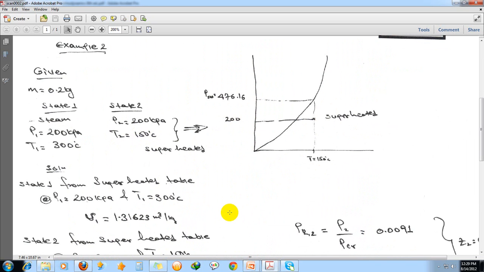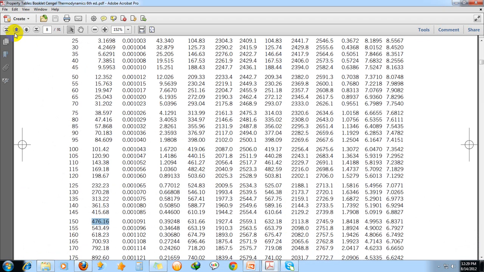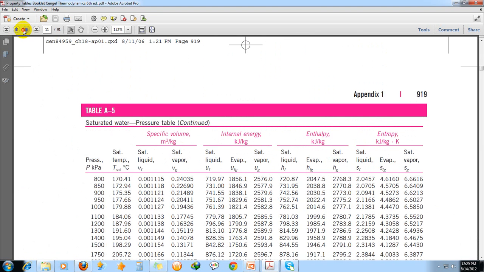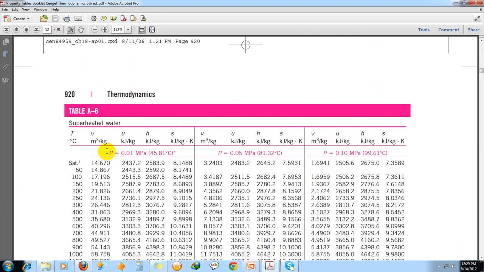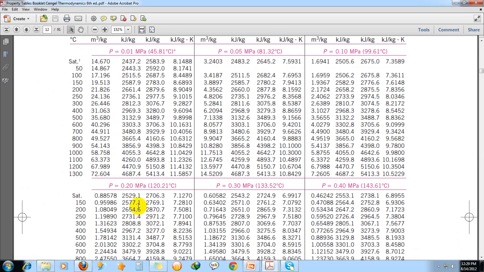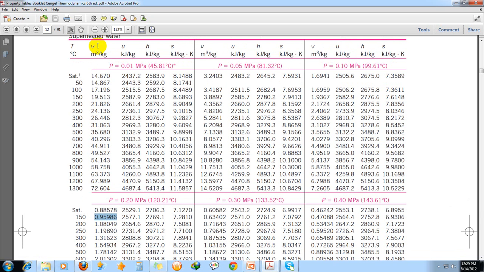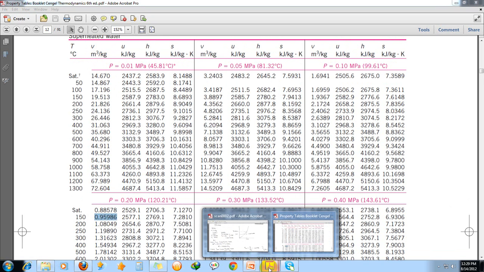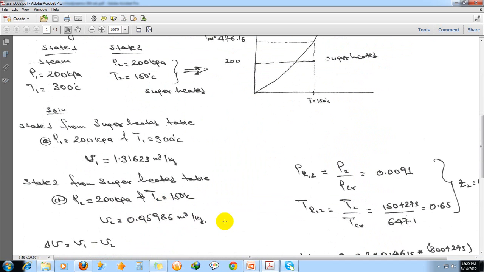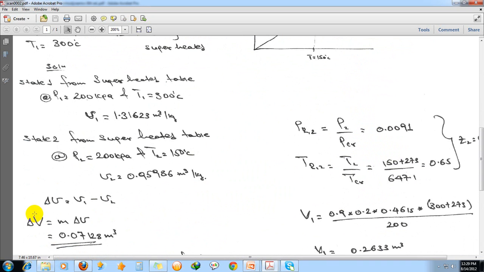superheated. Again, from the superheated table, at P equal to 200 kilopascal and T equal to 150, we can read the value of specific volume. Let's go to the superheated table. At P equal to 0.2 megapascal and T equal to 150, the value of specific volume is equal to 0.95986 meter cube per kilogram. Okay, this much. So we have the two volumes, V1 and V2.